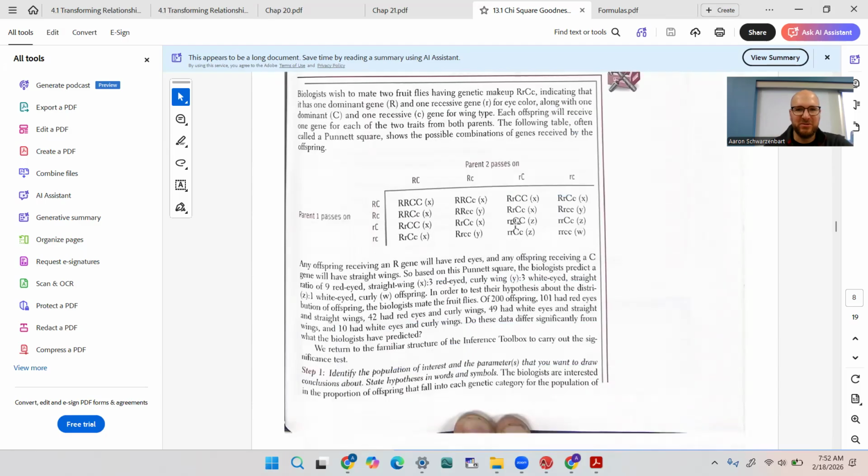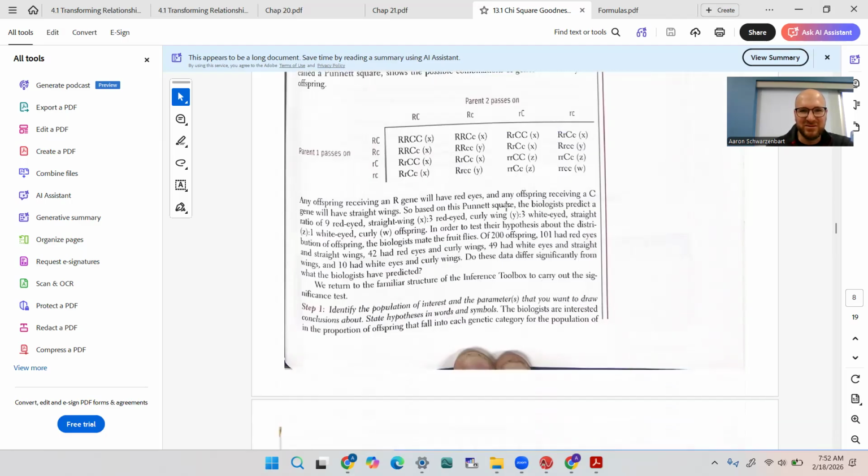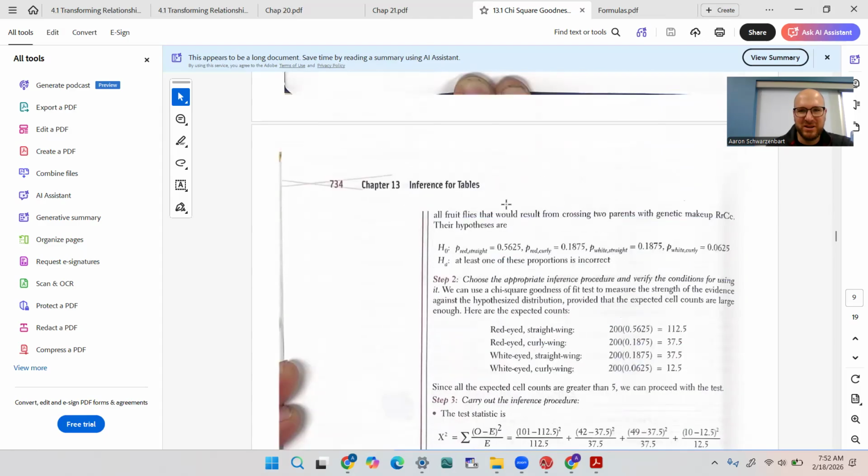So, doing another one, and we're going to look at this. We're looking at red-eyed fruit flies, and they have dominant red eyes. So, capital R here is the dominant gene, R is red eyes, lowercase r for eye color, along with a dominant gene C for straight wing and a lowercase c recessive. So, dominant and recessive genes. You guys know how those work.